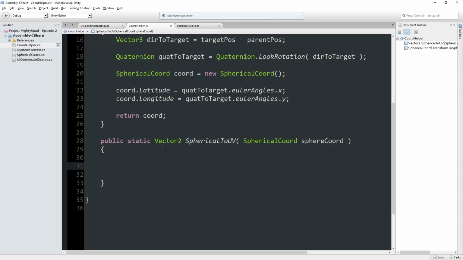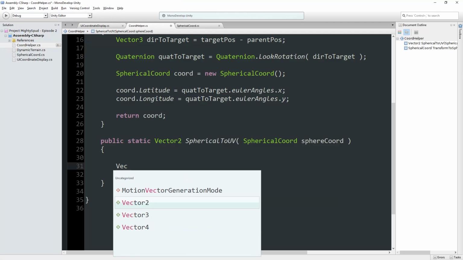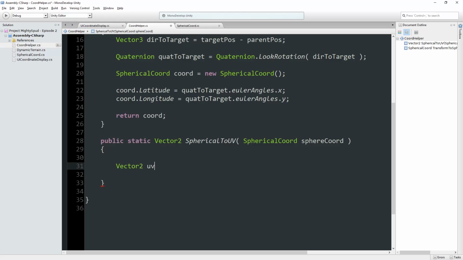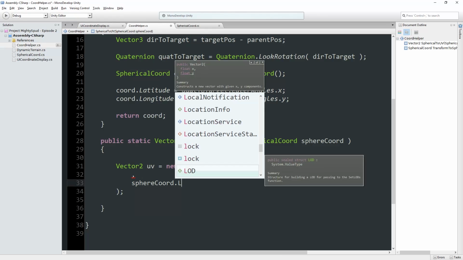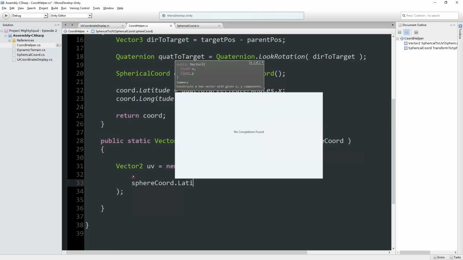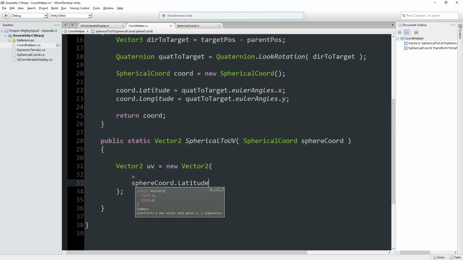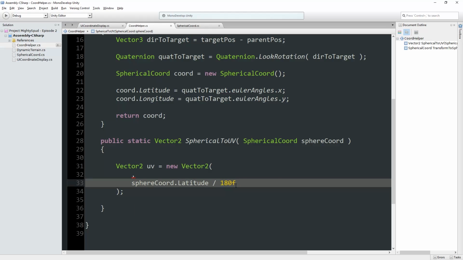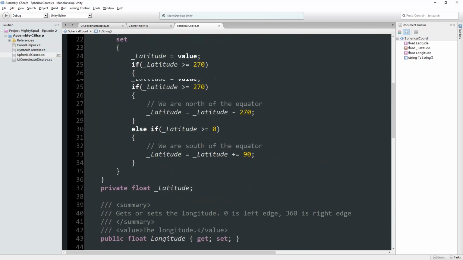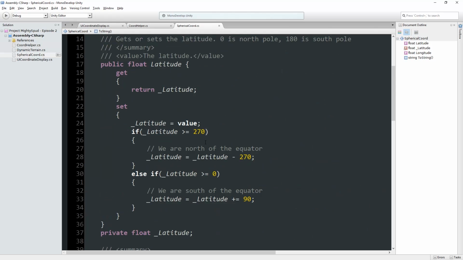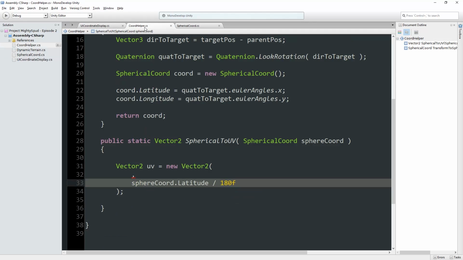So really, new vector 2 UVs, or UV, is equal to new vector 2. I think for the y component, we can literally just say sphere coord dot latitude divided by 180 degrees. So this will range from 0 to 1. We probably need some validation in here to make sure that those numbers don't exceed those bounds. I mean, we're doing a little bit of checking here, but let's worry for that another time. Now, that I think is very straightforward.